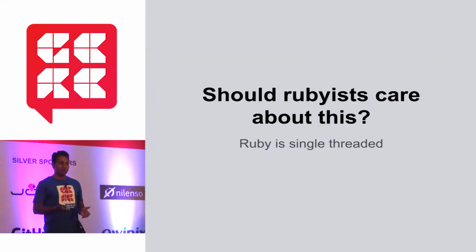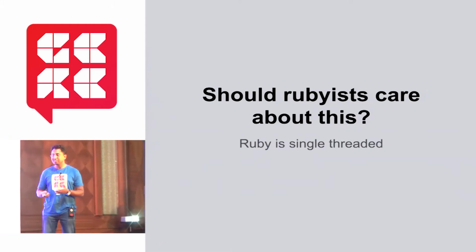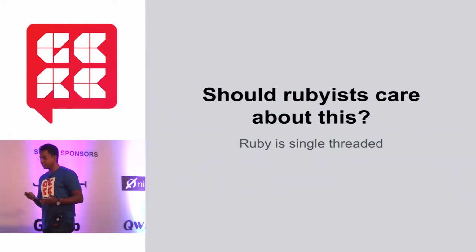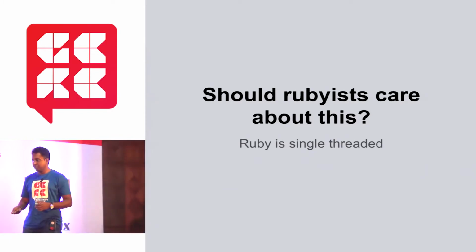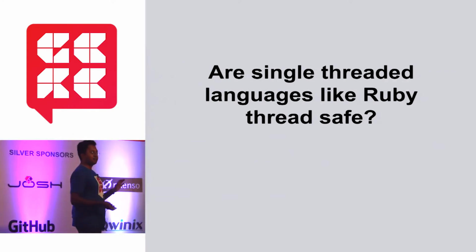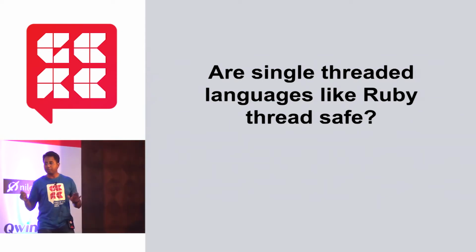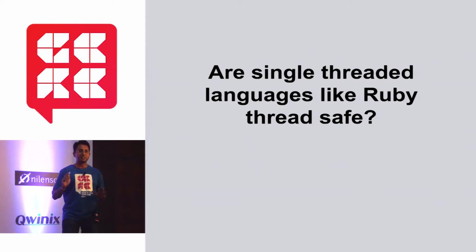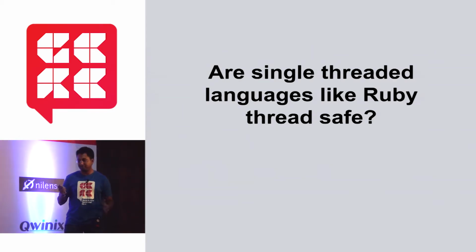But I've been boring you with all this computer science basics. Why the hell am I talking about it at a Ruby conference? Ruby is single-threaded anyway. Why should I care about it, right? Okay. Do you really think languages like Ruby are thread safe? Show of hands, anyone? So thread safety, I'm talking only about Ruby, maybe Python, GIL-based languages. Are they thread safe? No? Okay.